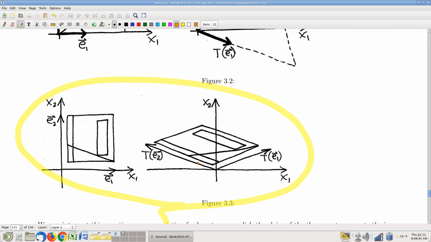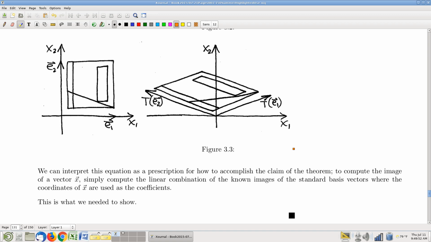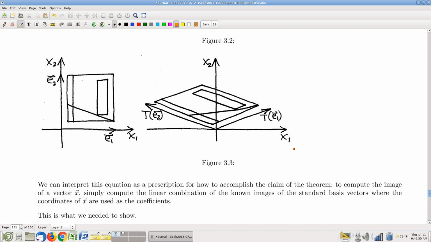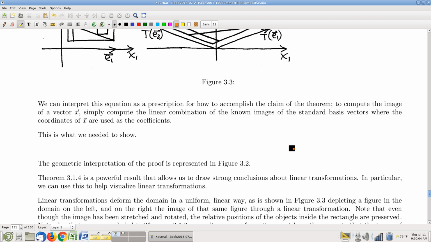Now, what do these things look like? How do you think about linear transformations? The following is not terribly hard to prove, but I don't want to go through the proof. It takes a little bit of time, and we just don't have the time. But it's good to have an intuition for what linear transformations look like. The way I like to say this is, linear transformations deform the domain in a uniform way. I'm using the term linear here, but that's a little bit circular. A uniform way.